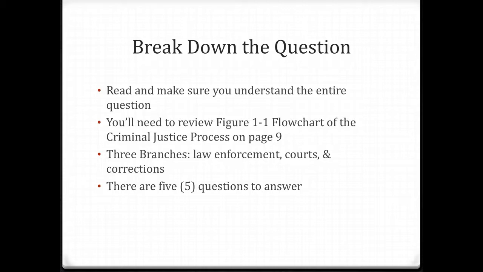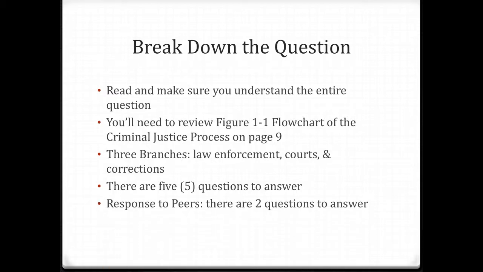For this particular assignment in Module 1, you need to look at Figure 1-1, which is a flow chart of the criminal justice process. You can find that on page 9 of the ebook or page 9 of the print version of the textbook. It's going to talk about 3 branches of the criminal justice system, and that's law enforcement, courts, and corrections. There are 5 parts to the discussion question for you to answer in your initial post, okay? 5 parts. And there are also 2 responses for your peers. So even your responses have to be very specific.